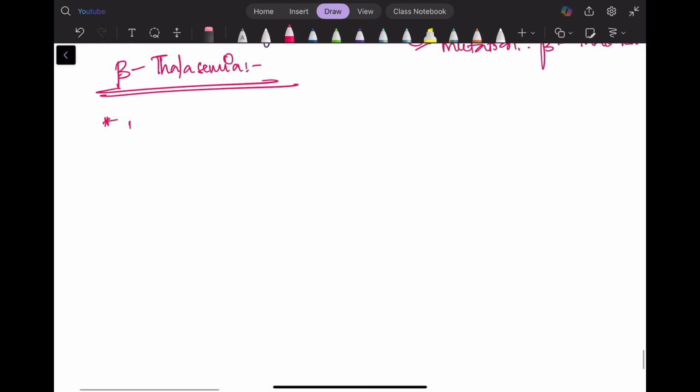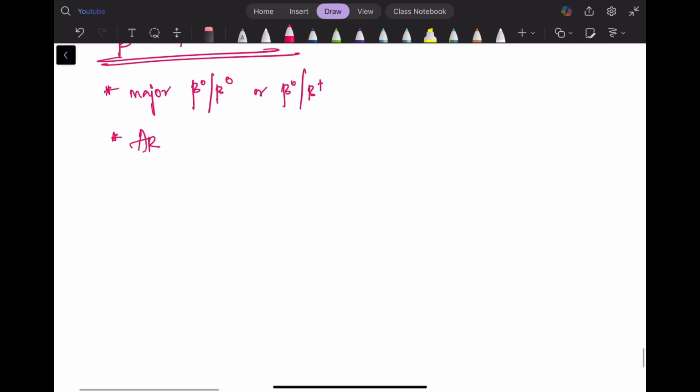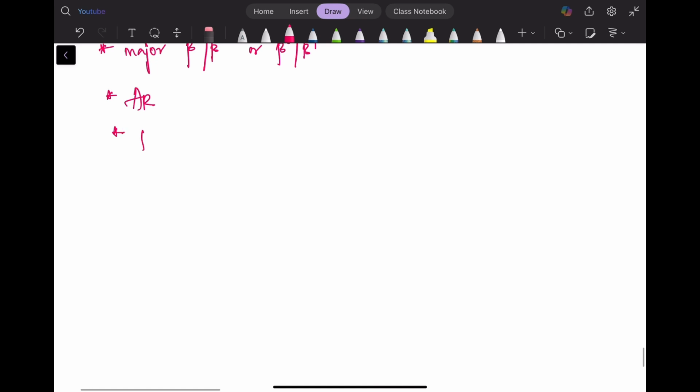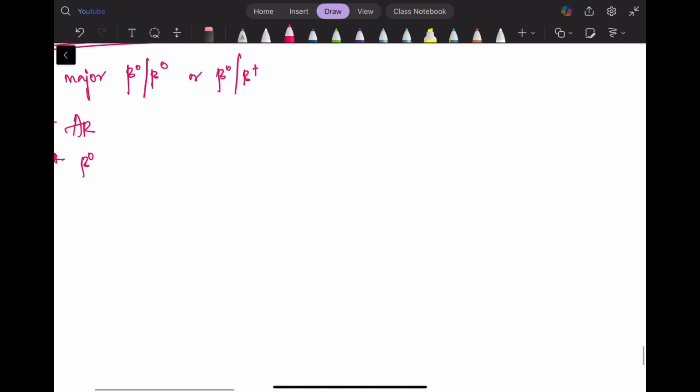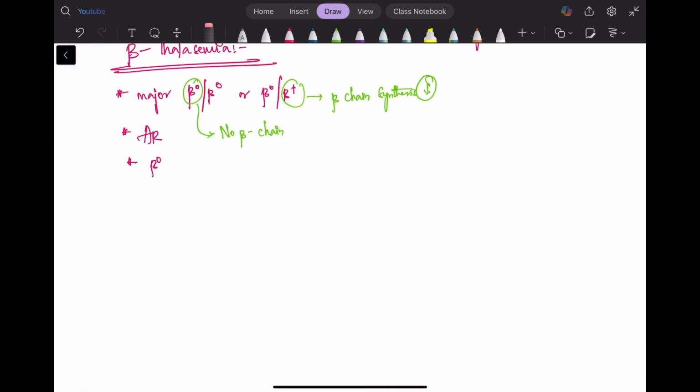We have major, where beta 0 or beta plus, which is autosomal recessive. In this one there is no beta chain. In this one the beta chain is present, but synthesis is reduced. I hope this is clear with the signs.